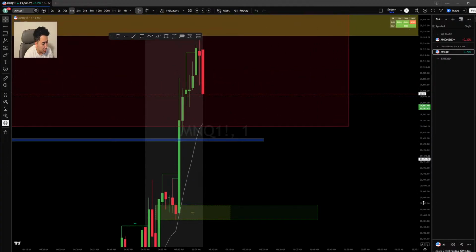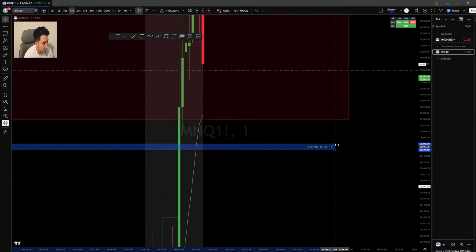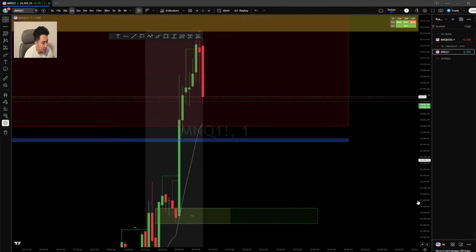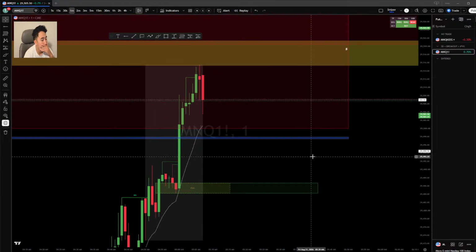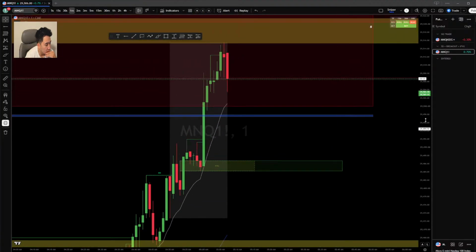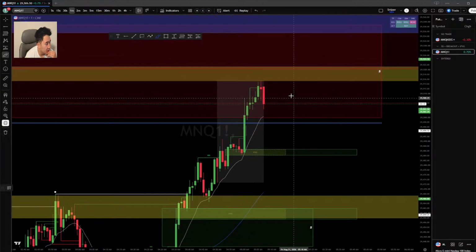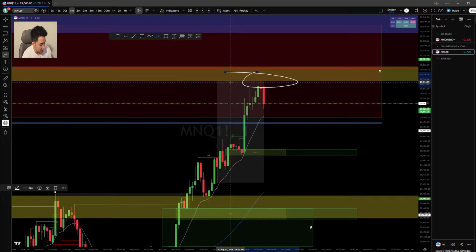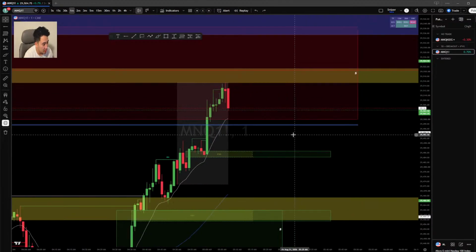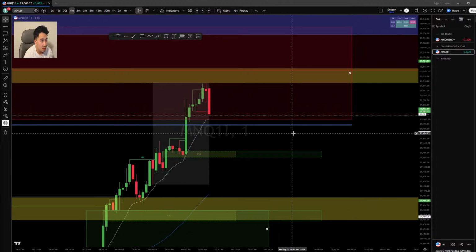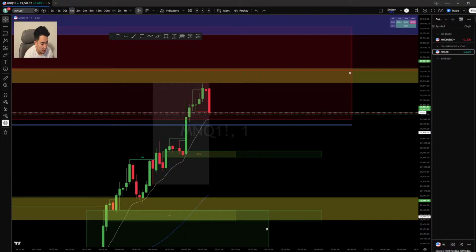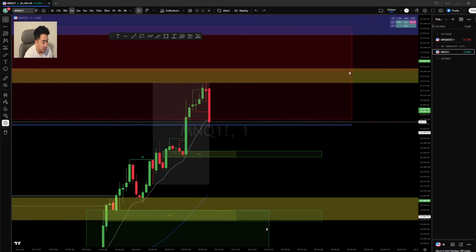This bullish gap right here is pretty small, but let's see what price does if it comes back and respects it. Right now it's testing this resistance level right there. See what it does. If it comes back down, further back down.